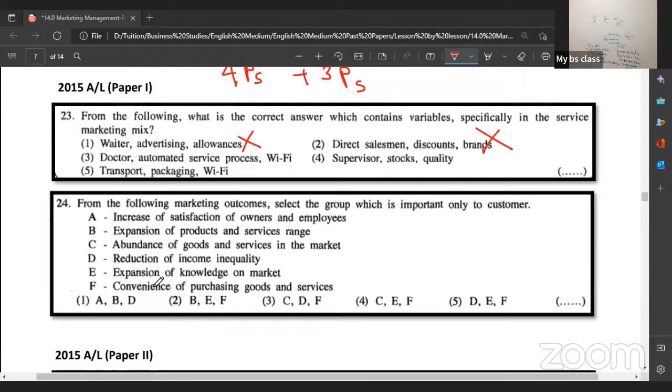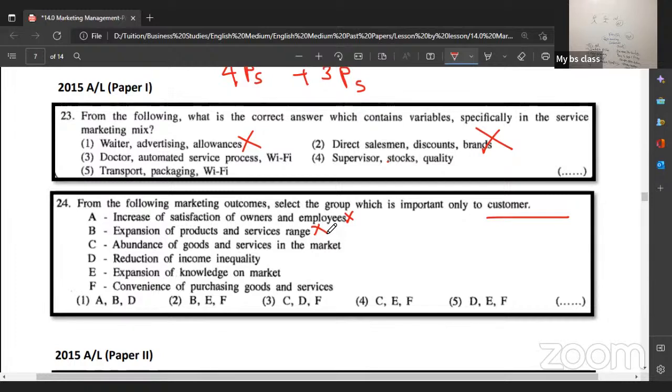Question number 24. From the following marketing outcomes, select the group which is important only to the customer. Increase of satisfaction of owners and employees. Again, not something related to the customer, right? Yes, not. Expansion of products and service range, not to the customer.